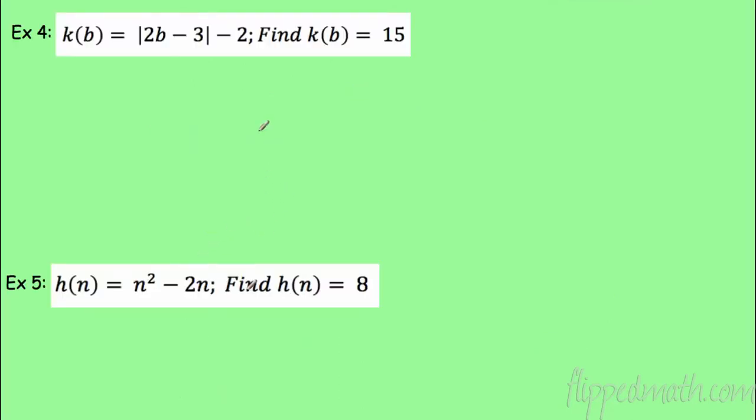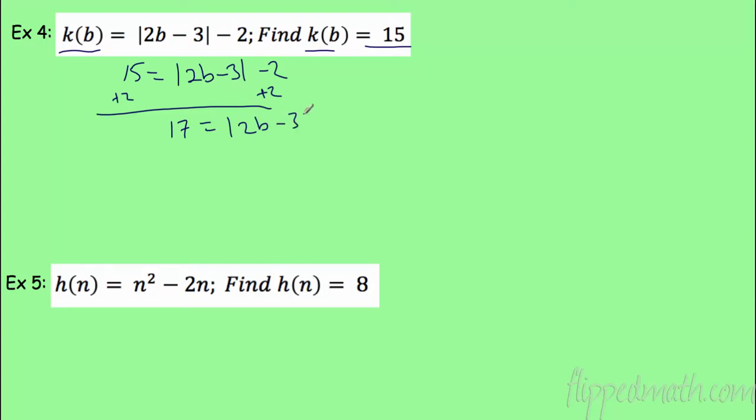The great thing about function notation is it works for all sorts of functions, all right? In this case, we have absolute values, so instead of k of b, what are we going to put? K of b is 15, so 15 equals the absolute value of 2b minus 3 minus 2. Now we're solving an absolute value equation, which again, we've learned before. We're going to solve for the absolute value, get them by themselves, add 2 to both sides. So now I have 17 equals the absolute value of 2b minus 3.